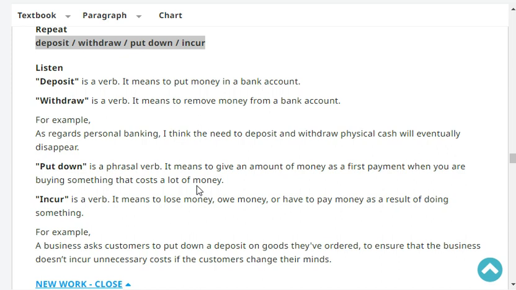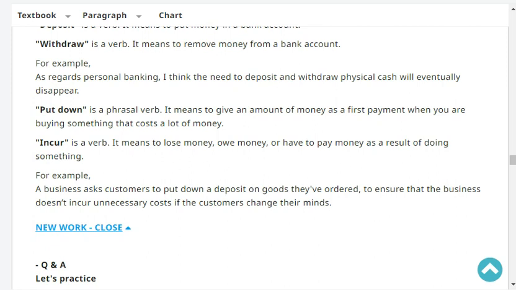Put down is a phrasal verb. It means to give an amount of money as a first payment when you are buying something that costs a lot of money. So it's like a down payment. Down payment, put down.